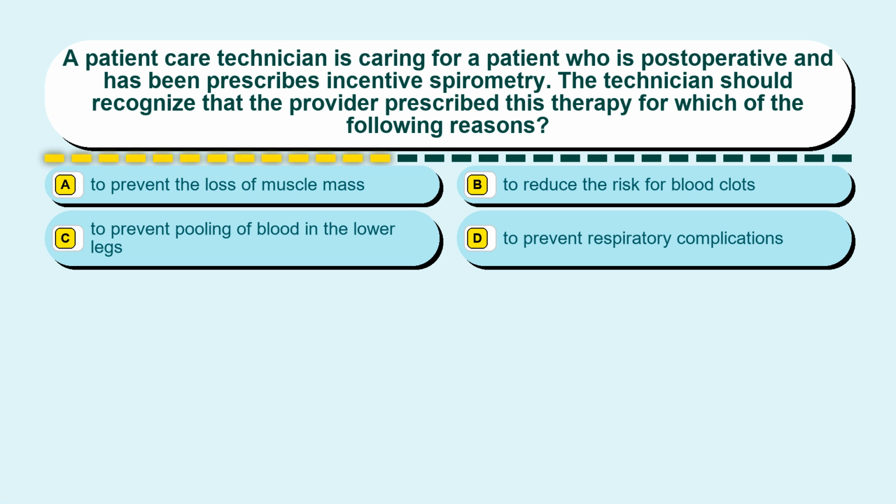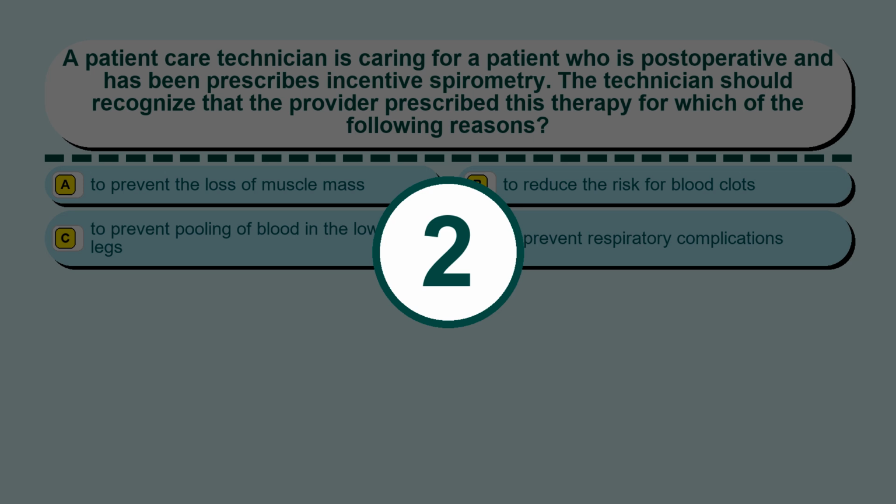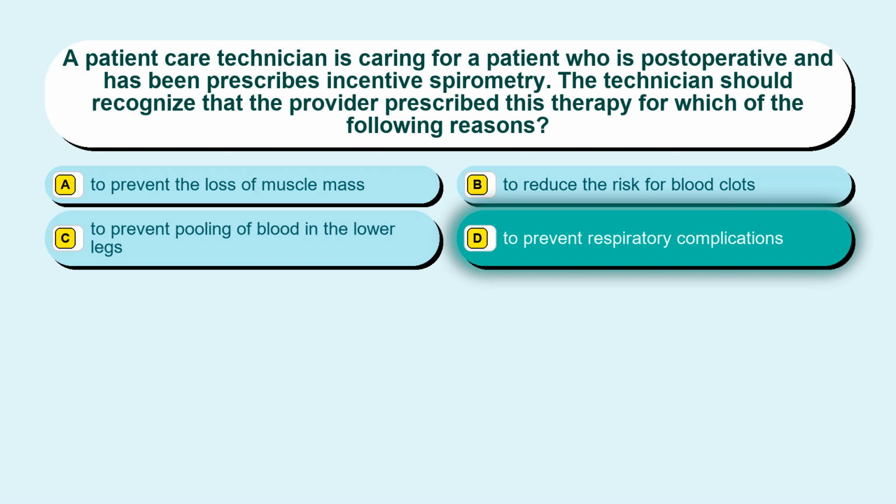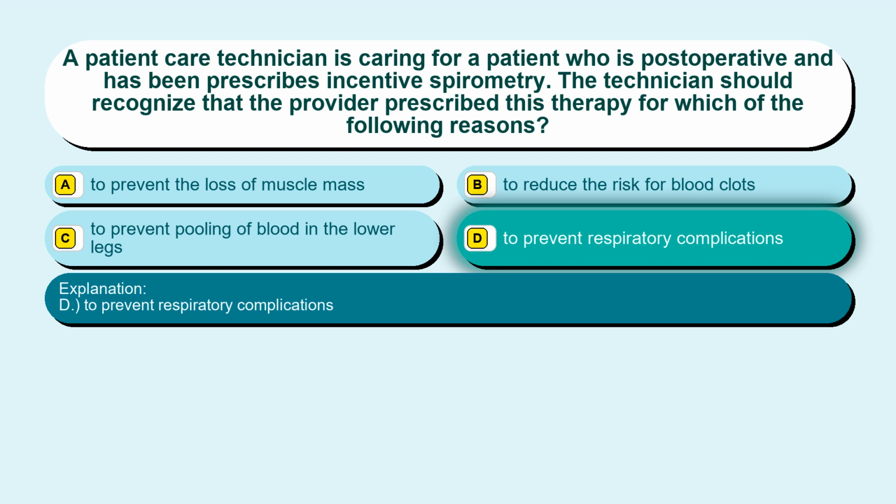Option A, to prevent the loss of muscle mass. Option B, to reduce the risk for blood clots. Option C, to prevent pooling of blood in the lower legs. Option D, to prevent respiratory complications. The correct answer is option D, to prevent respiratory complications.